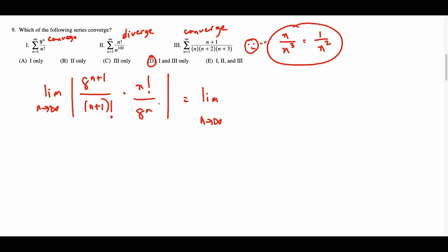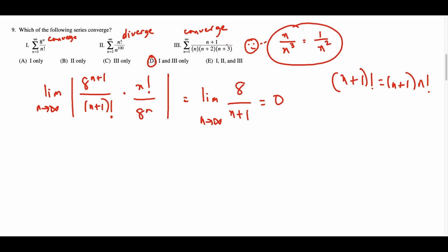And then when I work this out, I'm going to have the limit as n goes to infinity of 8 to the n plus 1 over 8 to the n works out to just 8. And then n factorial over n plus 1 factorial works out to just 1 over n plus 1. Because remember, n plus 1 factorial is the same thing as n plus 1 times n factorial. So the n factorials would cancel, leaving us with just this. And this limit goes to 0. So by the ratio test, I could say that this series converges. And if I run the second one through the ratio test too, I'm going to get something infinite, which is going to tell me that number 2 diverges.